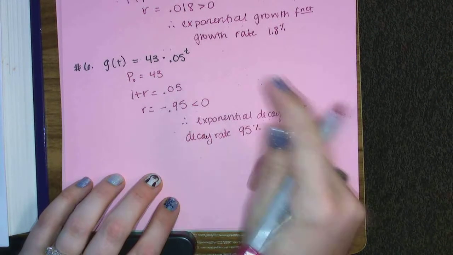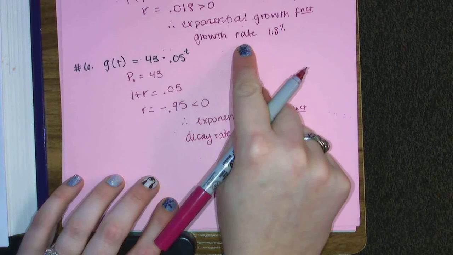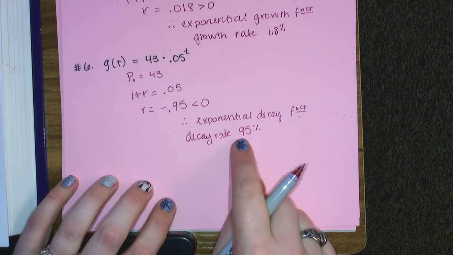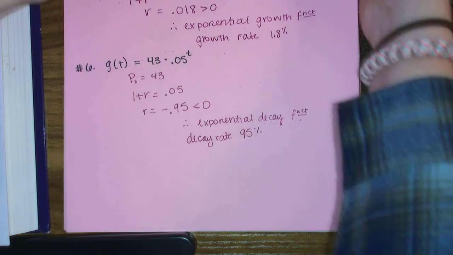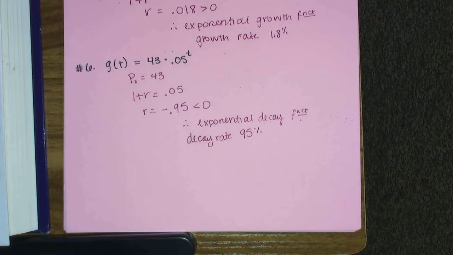Okay, so the other one we said was a growth rate because it was positive, and in this one it's negative, so it's a decay rate. Okay, so the sign just tells you growth or decay, and that's it.